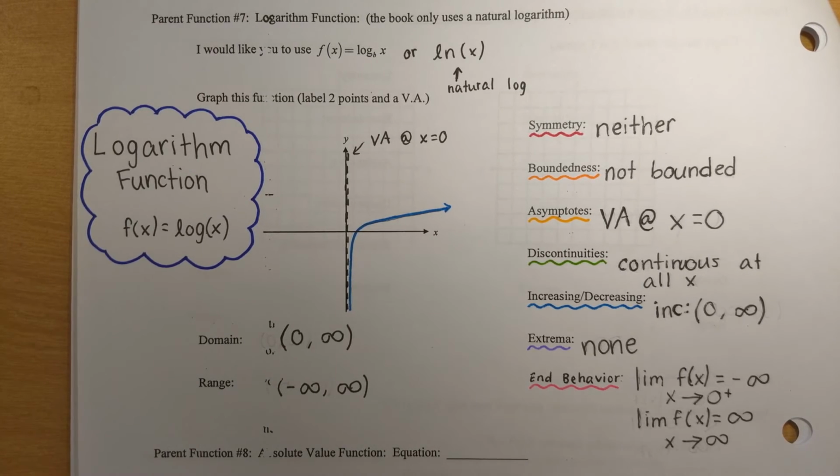Here is a graph of a log function. As you can see, the dotted line represents the vertical asymptote at x equals 0. The domain is 0 to infinity because the vertical asymptote keeps the function positive. And the range is negative infinity to infinity because there is no horizontal asymptote, so the function keeps going forever.